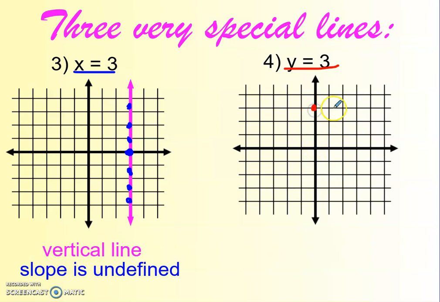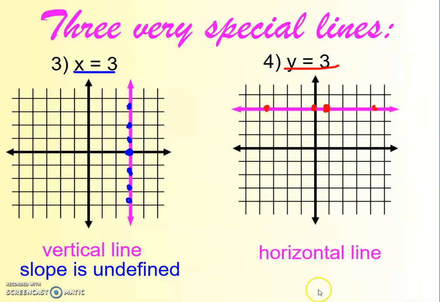That's not the only spot. Y is also 3 here. Y is 3 here. Y is 3 all the way over here. It doesn't matter what x is. I just need y to be 3. And when we graph all those points, we get this horizontal line.